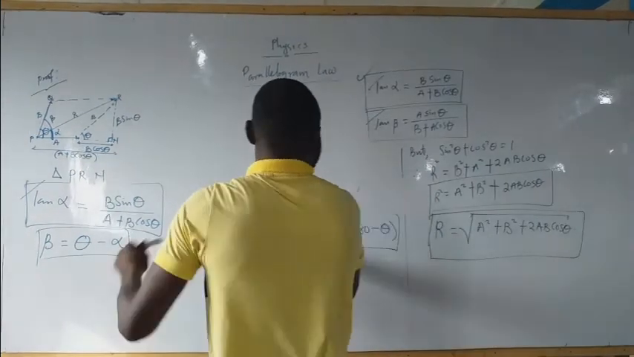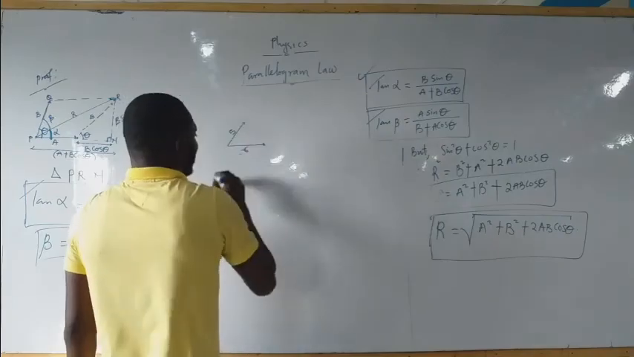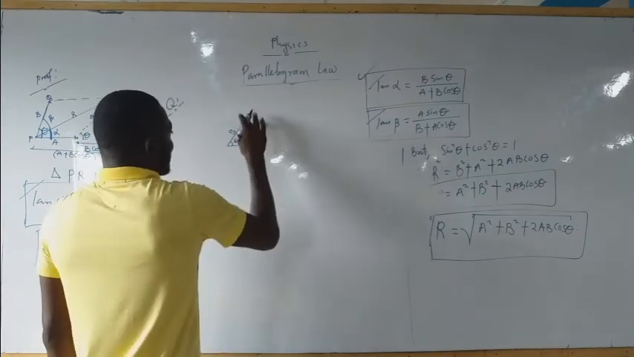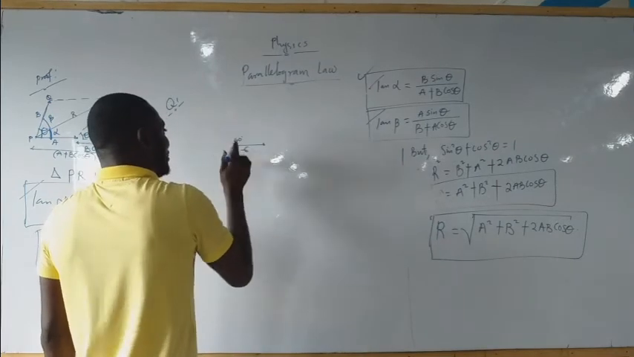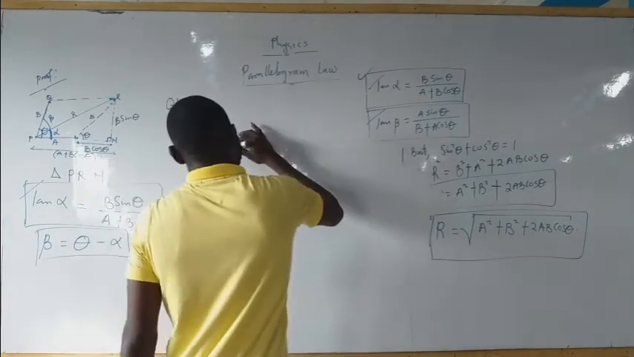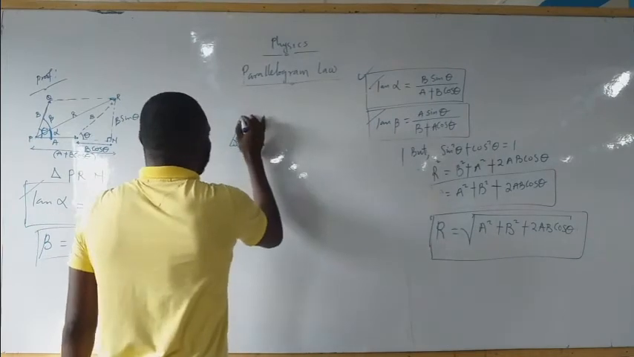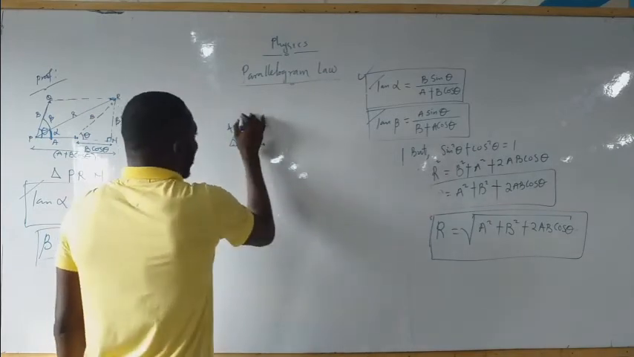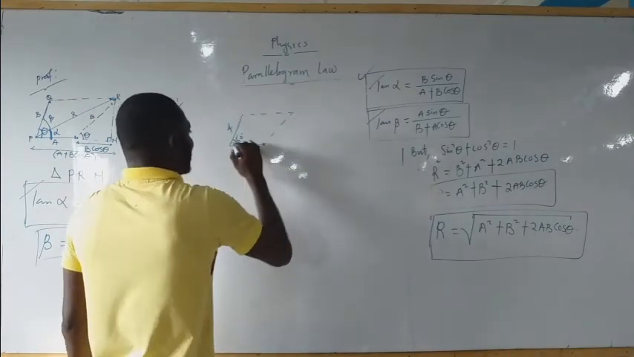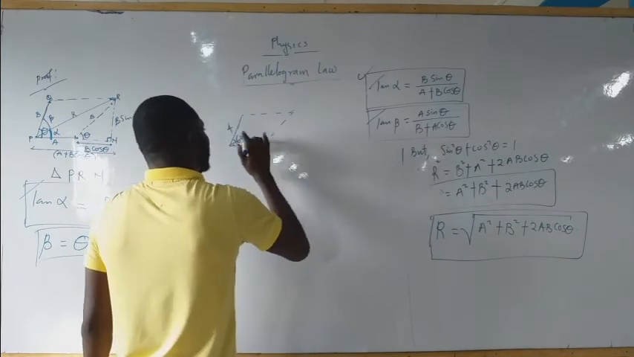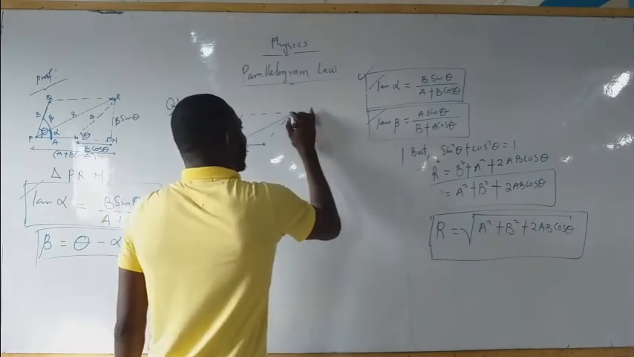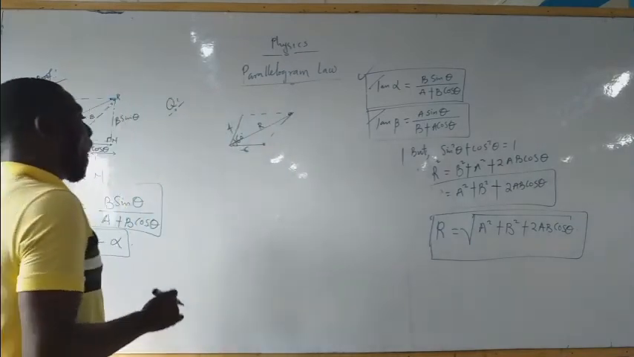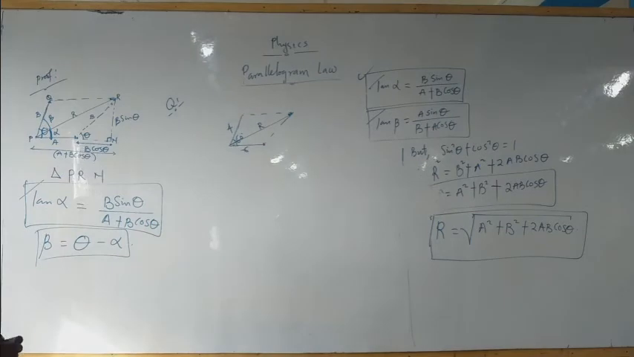So let's look at this question under this. This is 5. The angle between them is 60 degrees, that's the angle between the two vectors. This is 4. We want to find the resultant, which is R.